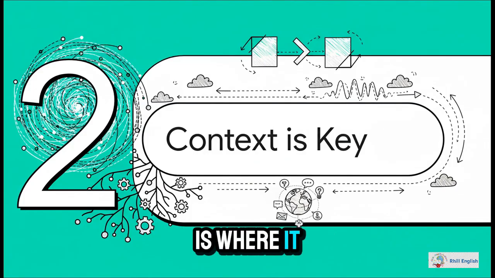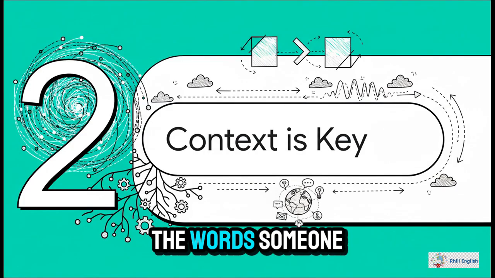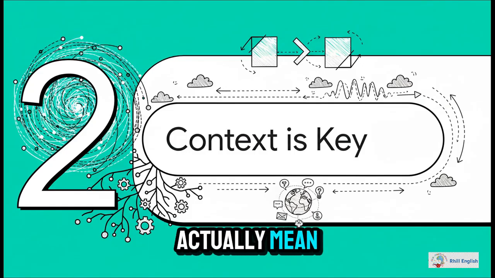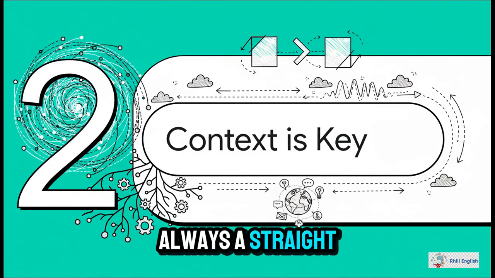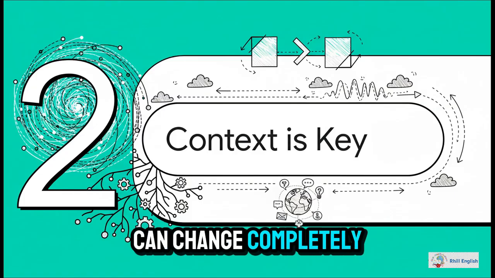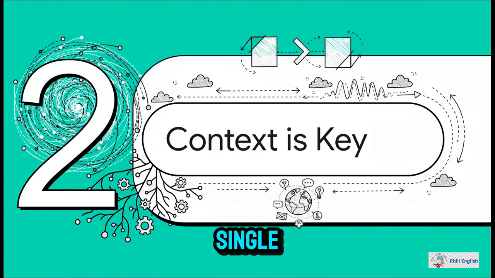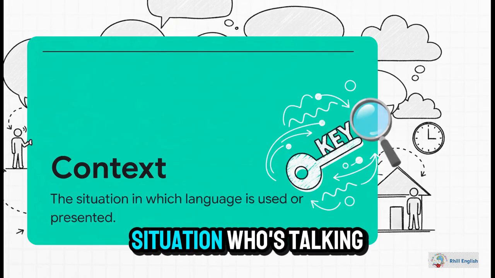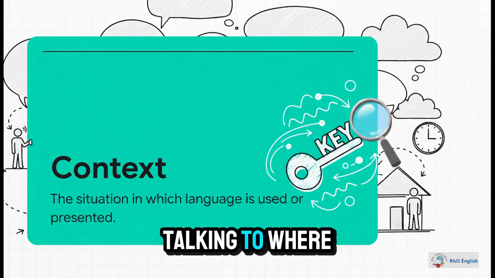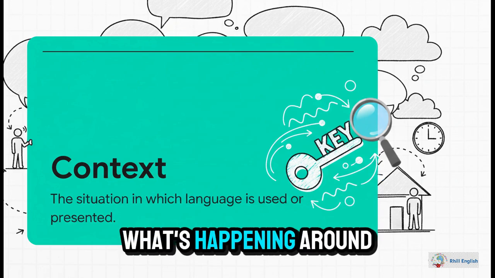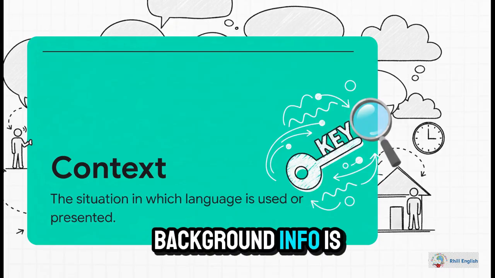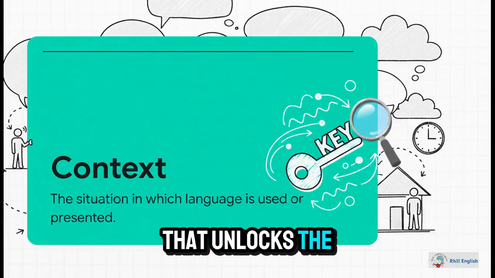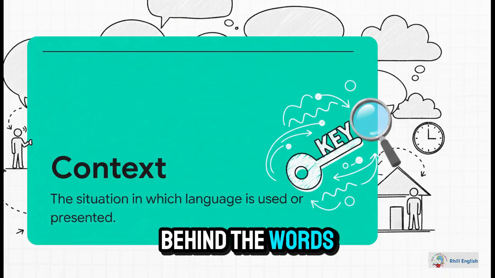All right, now this is where it gets really cool. The link between the words someone says and what they actually mean, well, it isn't always a straight line. In fact, it can change completely based on one single, hugely important thing: context. You know, context is pretty much everything. It's the whole situation. Who's talking? Who are they talking to? Where are they? What's happening around them? All of that background info is the key that unlocks the true function, the real meaning behind the words.